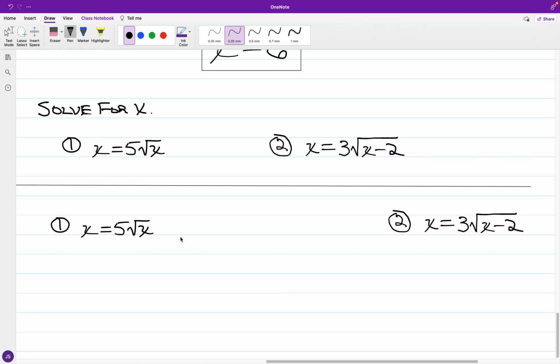Okay, for these items, in both equations I have x by itself on the left, and we have corresponding radical terms to the right. Again, I can free up the radicals, since they are square roots. And so for both equations, I can take the square of both sides.